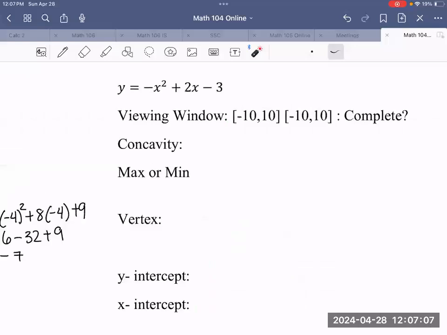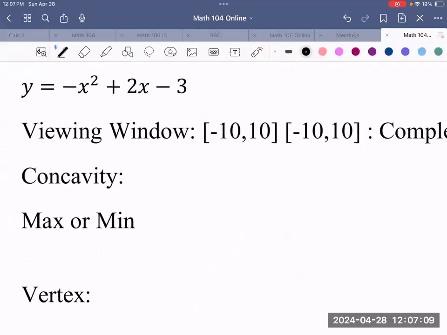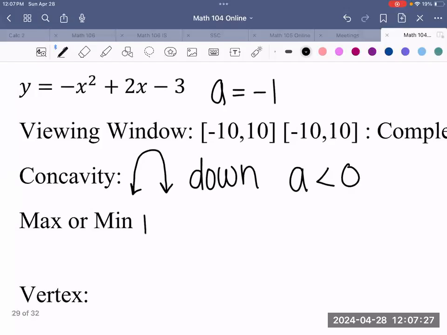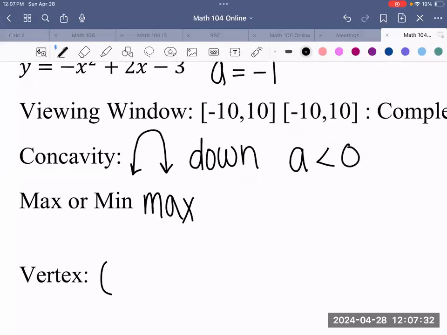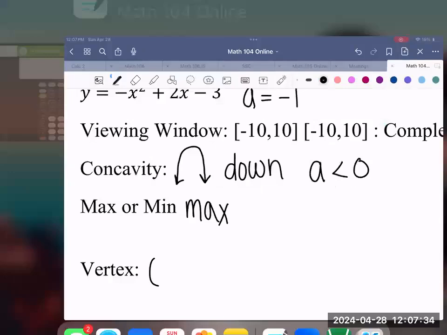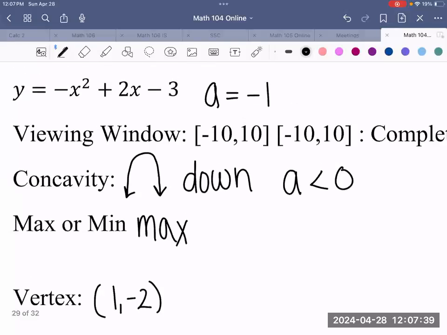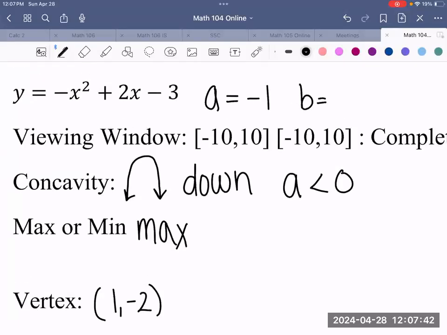So concavity. Well, your concavity, we said, is looking like this. So we are concave down. This also comes into play because A is less than 0. So A being -1 is less than 0. So it will be concave down, which will give us a maximum. Your vertex, we said, was at 1, -2. That also can be found by plugging in some of your values into the equation.